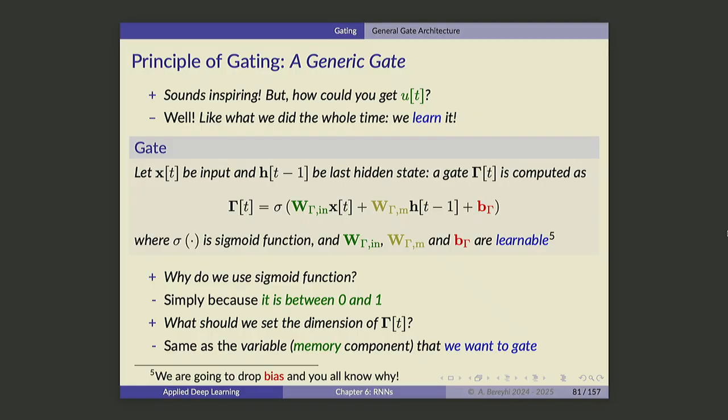Questions on that? A gate is basically a fully connected layer. X goes in and h_{t-1} goes in, both of them, and then you get some output. So it's a specific form of fully connected layer, activated by sigmoid simply because you want to gate things. It has a special functionality: it's going to get multiplied later to gate the information that you want to pass.